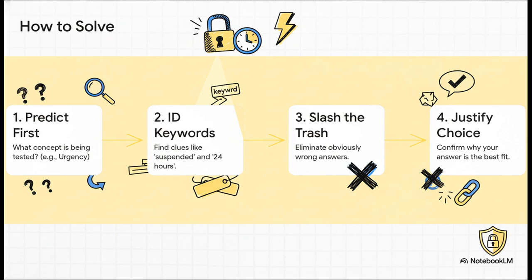Okay, here's the 4-step method you should use for pretty much every question. 1, predict the answer before you even look at the choices. You see suspended and 24 hours? That's urgency. 2, identify those keywords as your proof. 3, slash the trash. Get rid of the answer choices that are obviously wrong. And 4, justify your choice. Confirm that your prediction is the best fit.